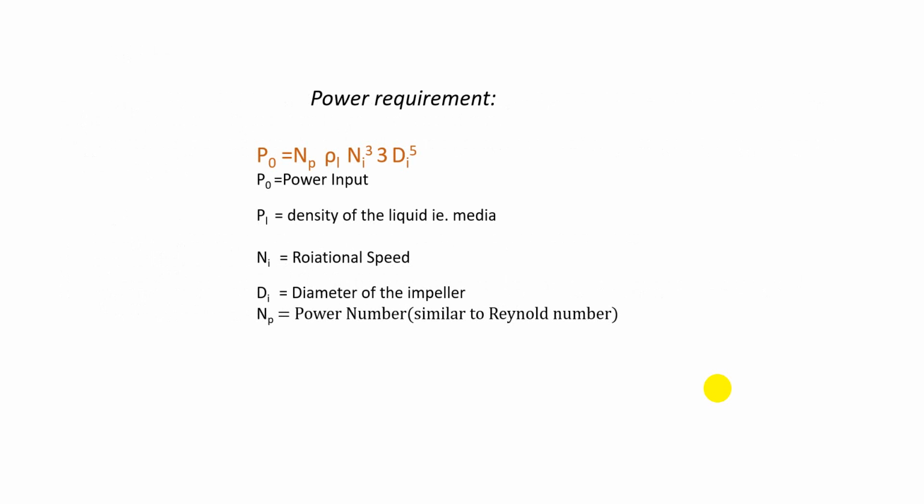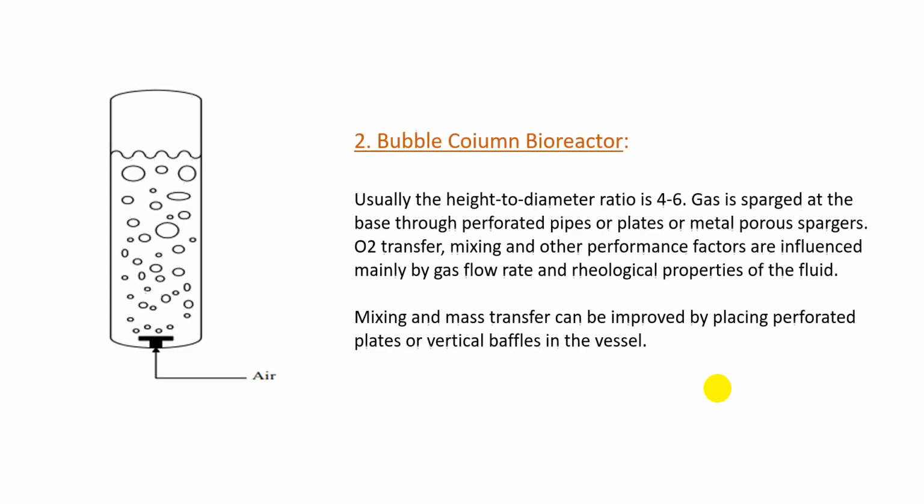The formula for the power requirement is P0 equals Np times rho times Ni to the power 3 times Di to the power 5, where P0 is the power input, rho is the density of the liquid, Ni is the rotational speed, Di gives the diameter of the impeller, and Np denotes the power number. Actually, this PL which is written here is rho L, so it should be denoted by the symbol rho. Rho denotes the density, as you all know.